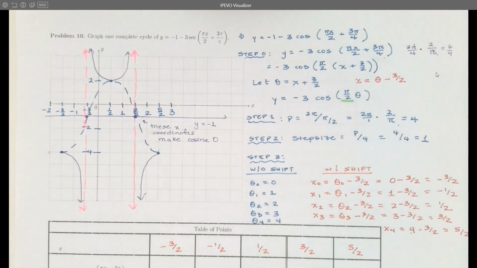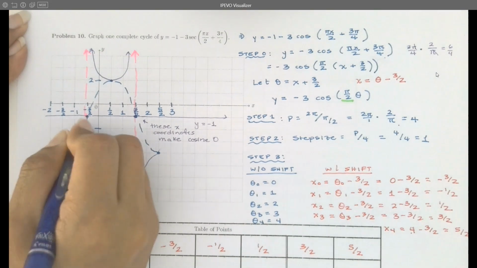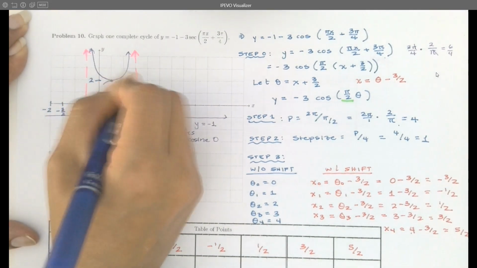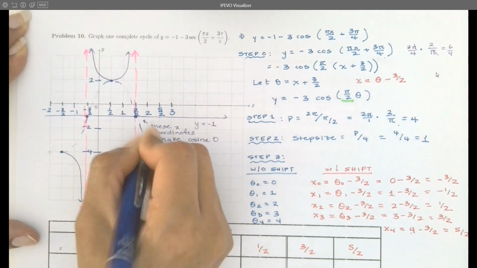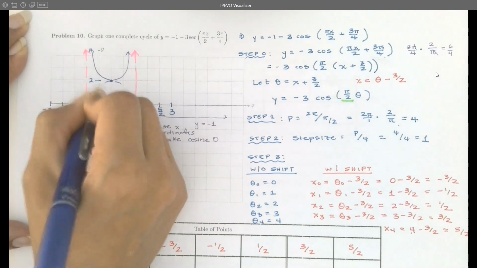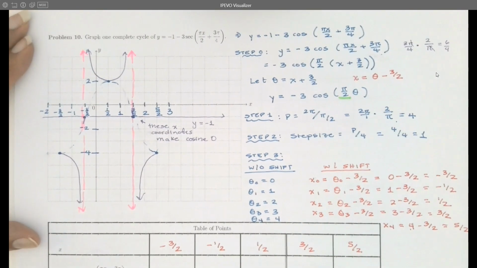And so once you've drawn the secant graph, you can, if you want to, erase these lines to obtain solely the secant graph, because the other ones are just being used as reference.